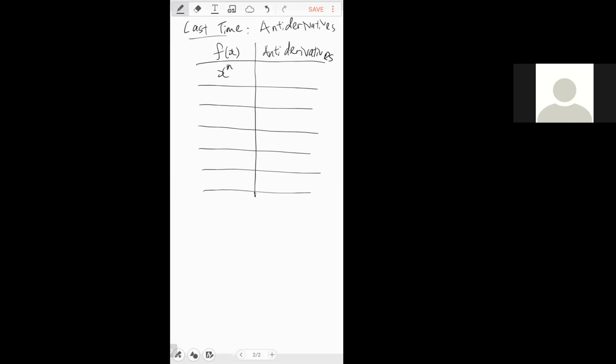Anyone? What is a function so that when you take the derivative, you get x to the n? It's 1 over n plus 1, x to the n plus 1. And don't forget plus c. I saw two people studying their homework yesterday, and one of them forgot to put plus c. You cannot put in any number. You have to put plus c. Make sense?